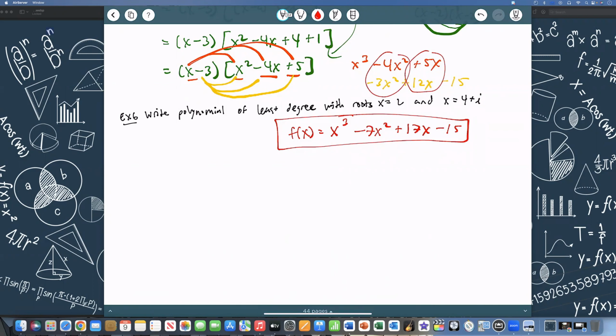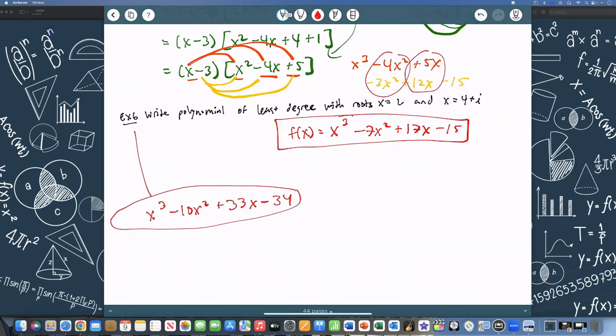Okay, so if you want the answer to this one, so x equals 2 and x equals 4 plus i, your answer for number 6, if you tried it on your own, is x cubed minus 10x squared plus 33x minus 34. Okay, and it doesn't say label it f. You can label f of x, y equals whatever. Make sure it's an equation, whether you use f of x, g of x, y, whatever name you call it. That should be your answer. So double check your work and your multiplying. Make sure you get that as your final answer.